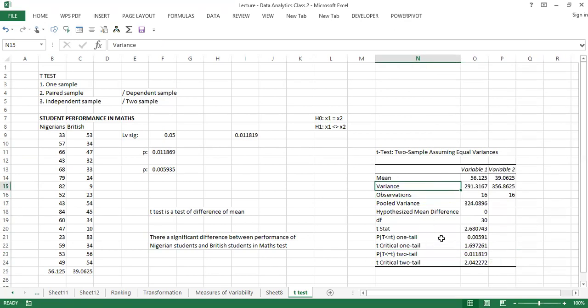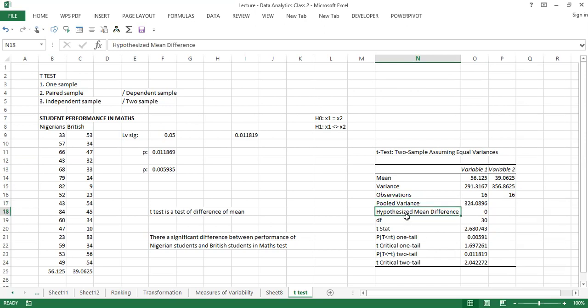Okay. But this one is more robust because it gives you everything. It tells you the mean, the actual mean of the two variables, which we can see here anyway. It gives us the variance of the first variable, variance of the second variable. It gives us the number of observations, 16, 16. The pooled variance, that's combining both of them.